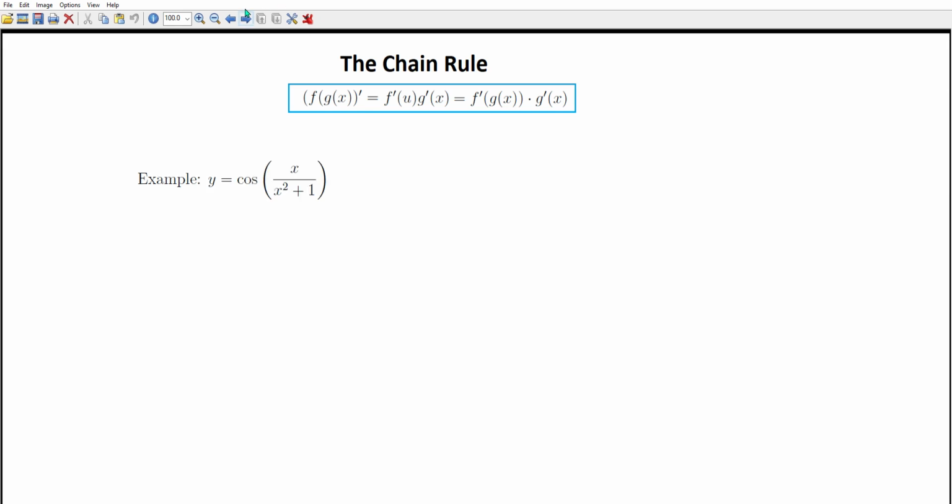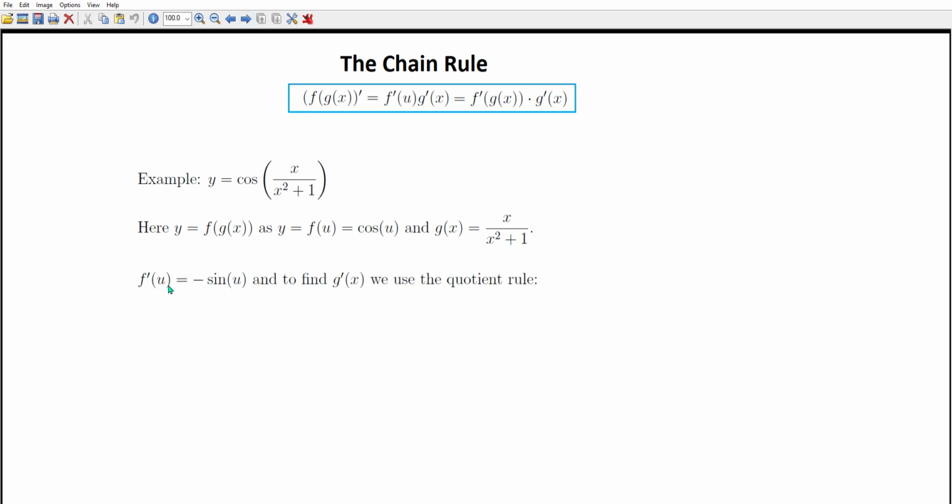Okay, let's look at one more example. And the example is y is the cosine of x over x squared plus 1. Now, the composition is y equals f of u equals cosine u. Cosine is the outside function. And u is going to be g of x, which is x over x squared plus 1. Okay, so we do the same stuff. The derivative of cosine is minus sine, so the derivative of this function of u is minus the sine of u. And now we need g prime, but g prime is a little more complicated.